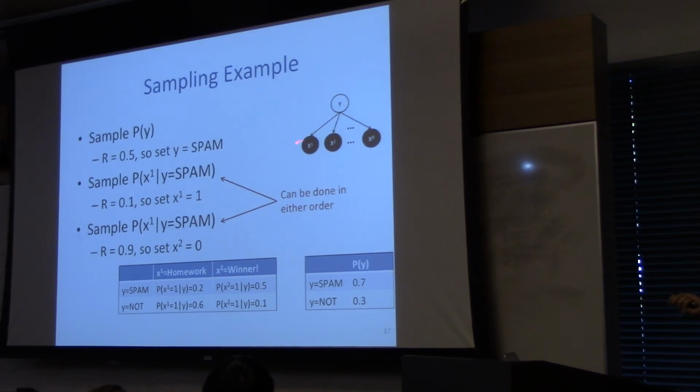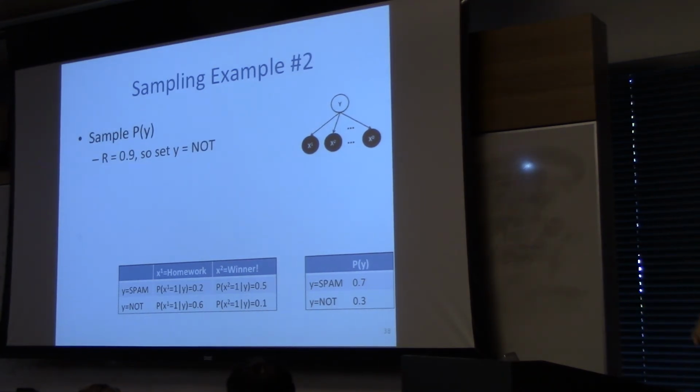Because these are independent, they can be done in either order. It doesn't matter. In fact, for large-scale probabilistic models that have these conditional independence assumptions, you often sample these in parallel on multiple cores simultaneously.